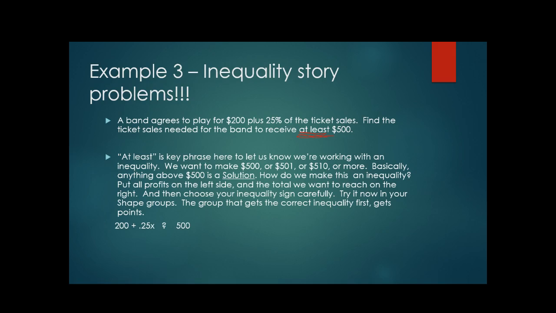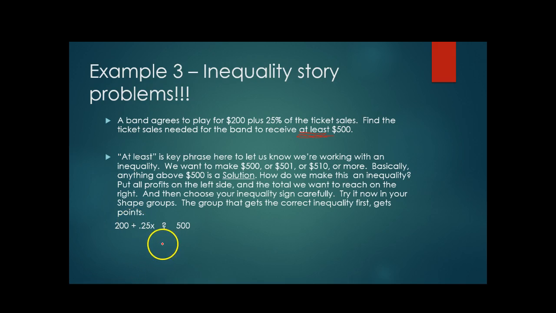So here's what it would be. $200 and 0.25x would be our profits. Basically, if we made $100, we'd go 0.25 times 100 and it would get us $25. 25% of $100 is $25. If we add 0.25 times 200, that'd give us $50. So basically, you're plugging in how many tickets you sell, multiplying it by 25%, and then adding the $200 you get for the agreement.